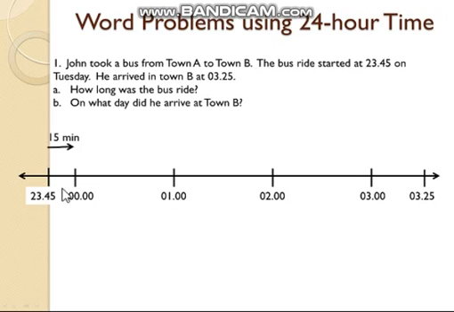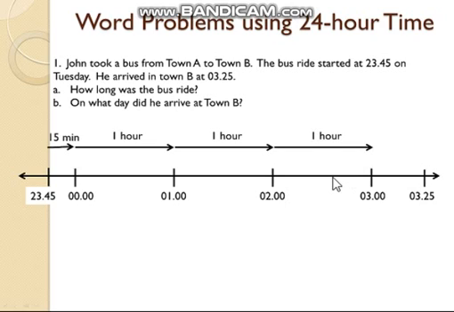The first one is from 23:45 to 00, you have 15 minutes, and then from 00 to 01, you have 1 hour. The same thing again, 01 to 02, you have 1 hour. From 02 to 03, you also have another hour. And then from 03 to 03:25, you have 25 minutes. So we add up all this time duration.